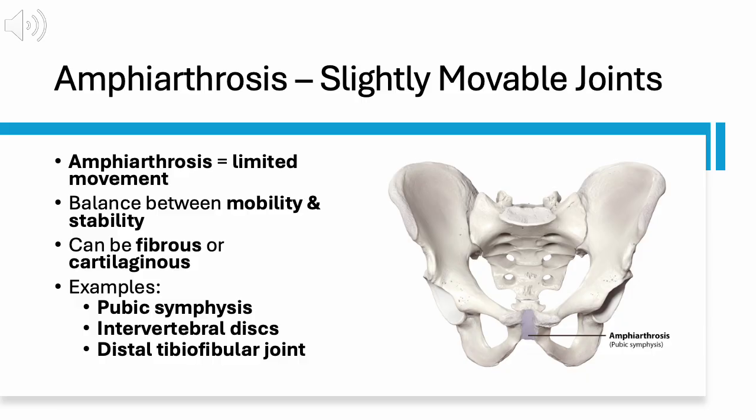Cartilaginous examples include the intervertebral discs, which allow for slight flexing and bending of the spine, and the pubic symphysis, which is especially important in childbirth when it slightly loosens. Amphiarthroses are great examples of how the body balances stability and motion. They move just enough to be functional, but are still strong and supportive.